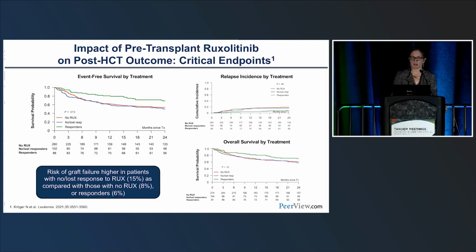And when they looked at different outcomes, they looked at event-free survival, relapse, and overall survival. Event-free survival was improved in patients who were responders to ruxolitinib as compared to those who were not exposed to ruxolitinib or those who had lost their response to ruxolitinib. You see a trend towards that benefit in both relapse and overall survival, but it did not reach statistical significance. It is notable that the risk of graft failure was higher in patients who had no response or lost their response to ruxolitinib as compared to those who were not exposed to ruxolitinib or those who went into transplant with a favorable response to ruxolitinib.